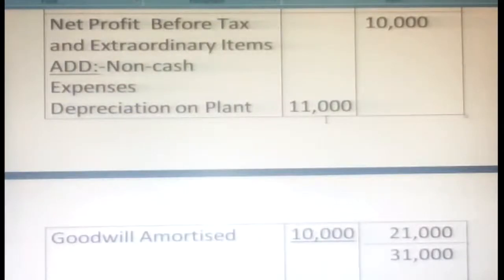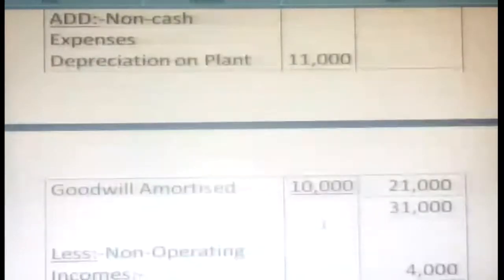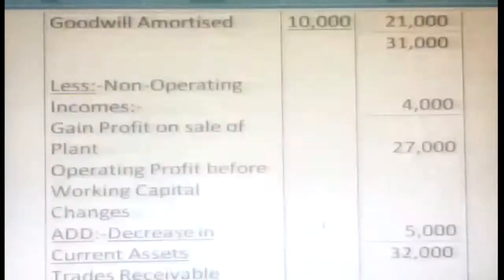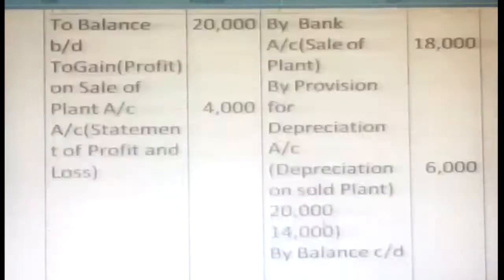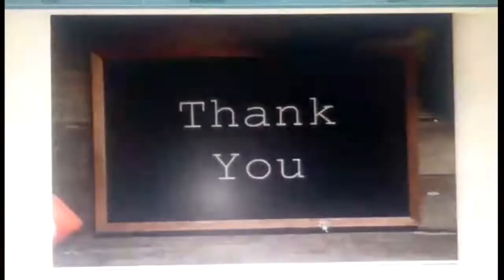So while preparing your plant account and accumulated depreciation account, only then do you know this missing figure of depreciation, 11,000. That's why in this problem it is very very important to prepare the plant account and accumulated depreciation account. That's a very very important discussion for this problem. Accordingly, you have to work out all the problems based upon the information available in the exercise. Okay, so thank you very much. I hope that you understood.